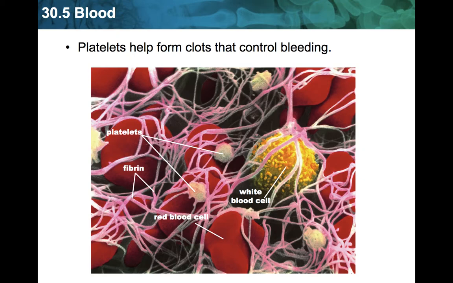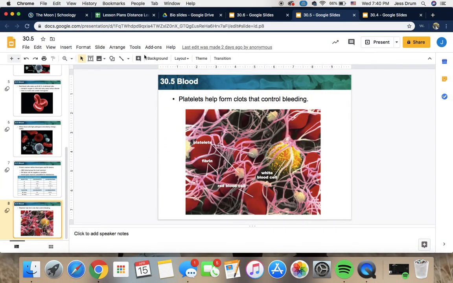So more platelets are going to get attracted to that spot, more fibrin, and then it's eventually going to seal it up. And in a few days, you'll be completely healed and you won't even know you had a paper cut. So blood is pretty cool.